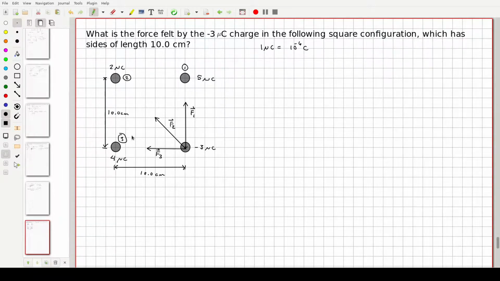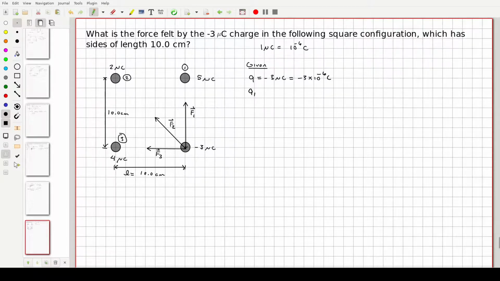Now, this is a square. Each side of the square has a length of 10 centimeters. I'm going to call this L. So what we've been given here is that our charge Q, the one that we're interested in, is minus 3 microcoulombs, or minus 3 times 10 to the minus 6 coulombs.